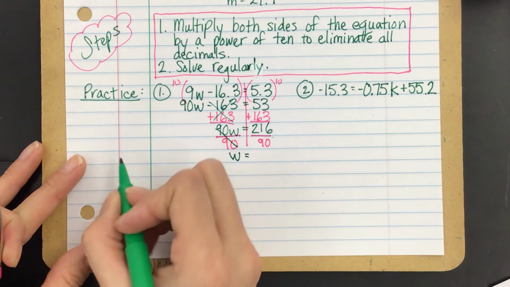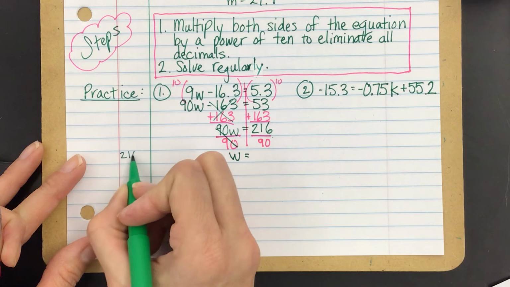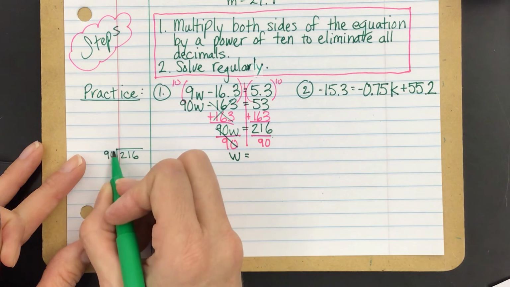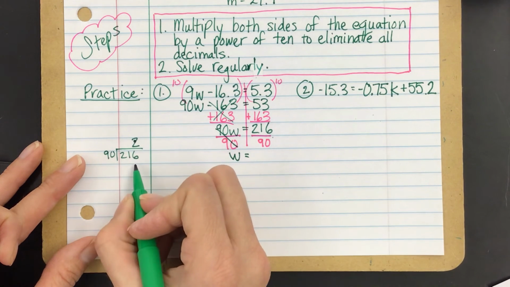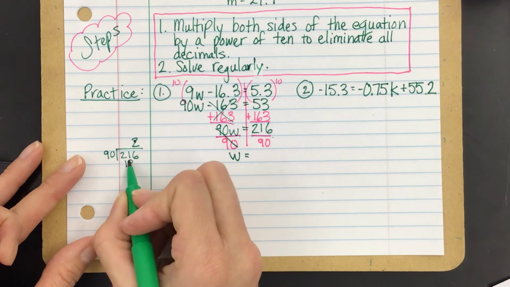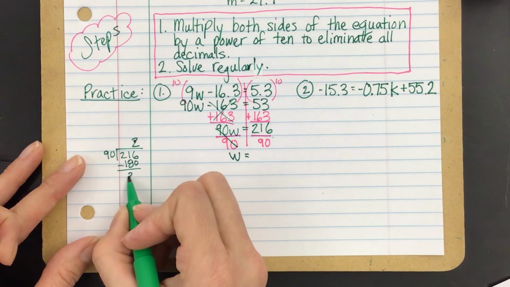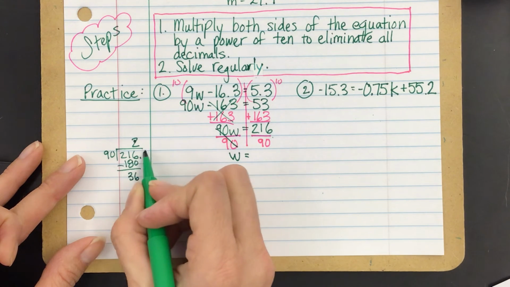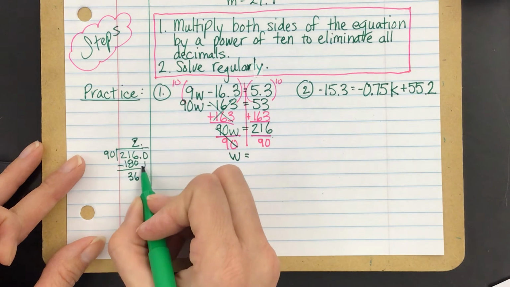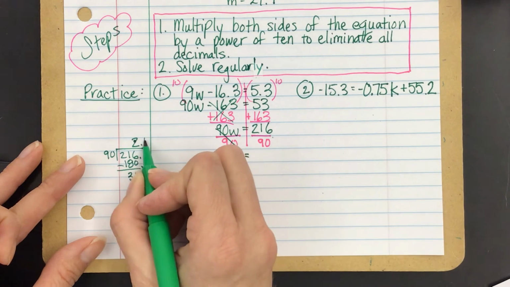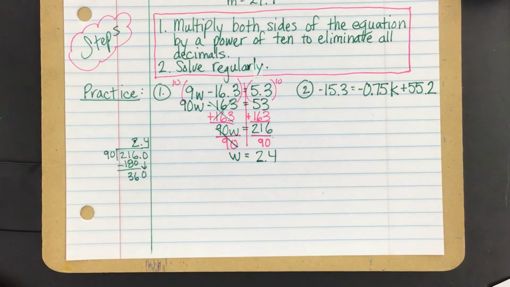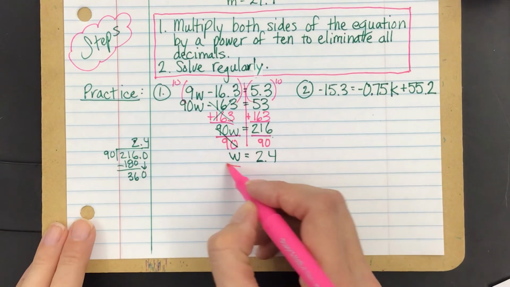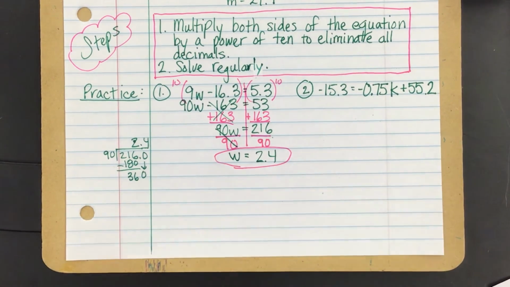And I get W is equal to. Now I'm going to come over here and divide this. Two. Okay, I'm going to bring down another 0 here, and that goes in 4 times. So I'm getting that W is equal to 2.4. Is that what you got? Yeah. Are there any questions on this? No? Okay. Let's check out this next one.